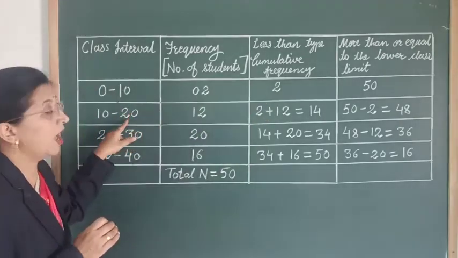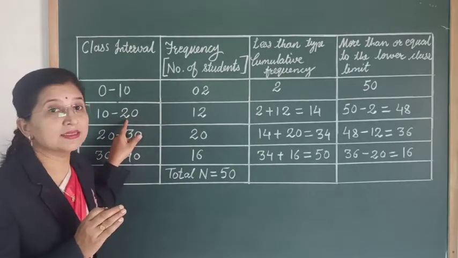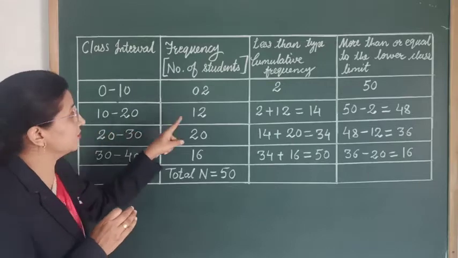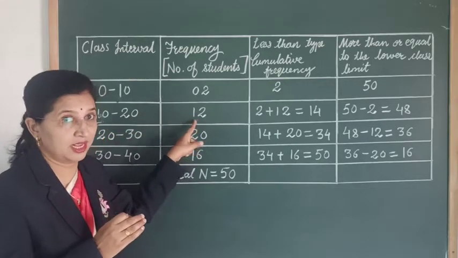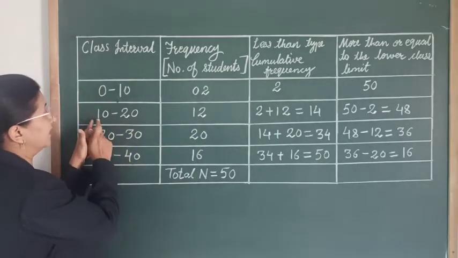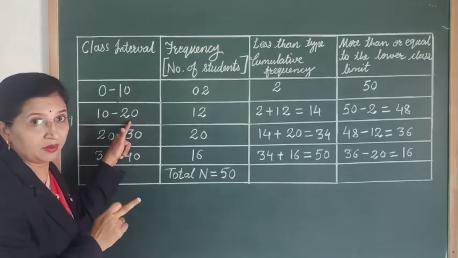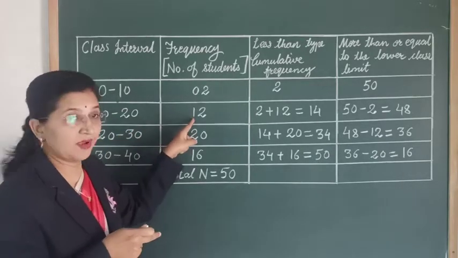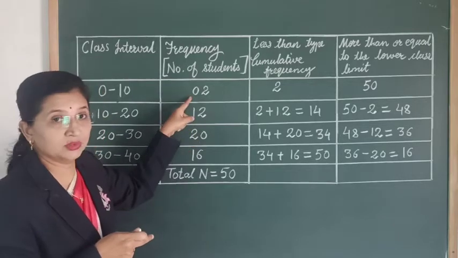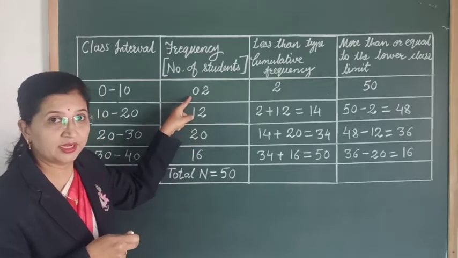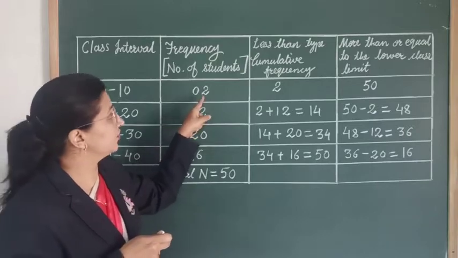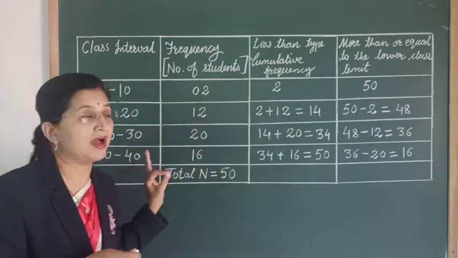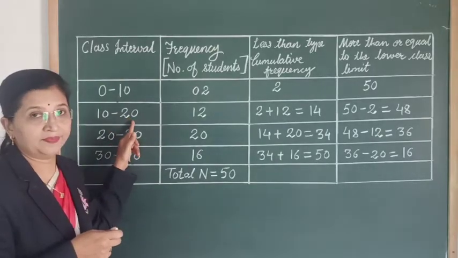Now here, how many students score the marks less than 20? Less than 20, so you can see here 12 students are there who got the marks between 10 to 20. But our question is less than 20. So these 12 students are there and these 2. These 2 are also less than 20 only, right? So here this 12 and these 2, total 14 students score the marks less than 20.